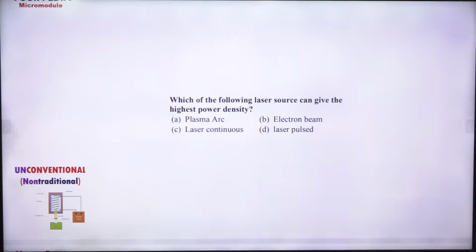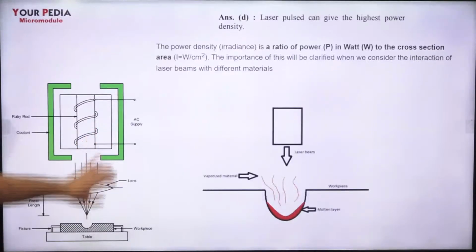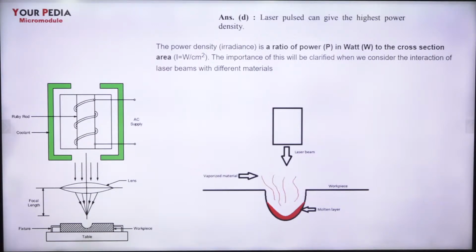Which of the following laser sources gives you the highest power density? Power density means power per unit area. You see, the area has to be minimum. Pulsed laser gives you the highest power density.